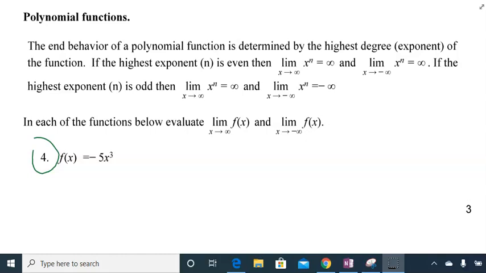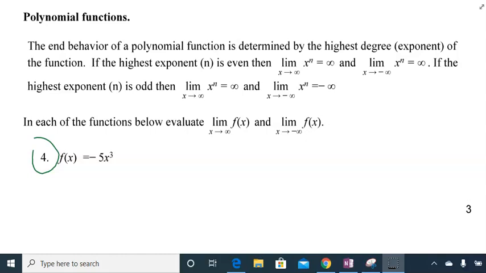And then if the highest exponent n is odd, then the limit as x approaches positive infinity of x to the n will be equal to positive infinity, and the limit as x approaches negative infinity of x to the n will be equal to negative infinity. And as a visual for this, you can think about your graph of f of x is equal to x cubed.